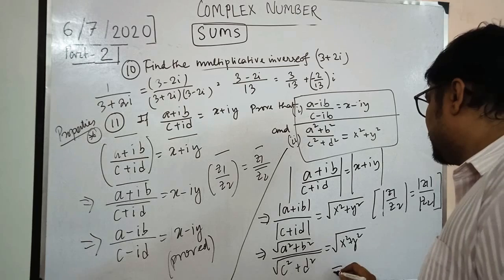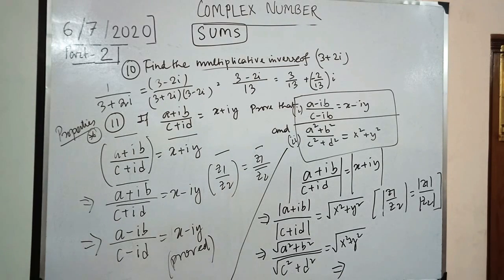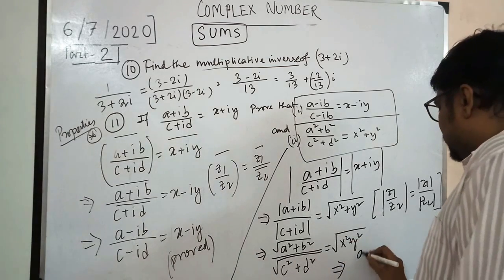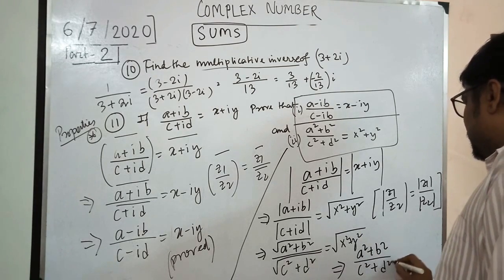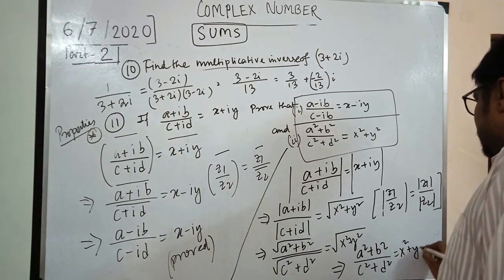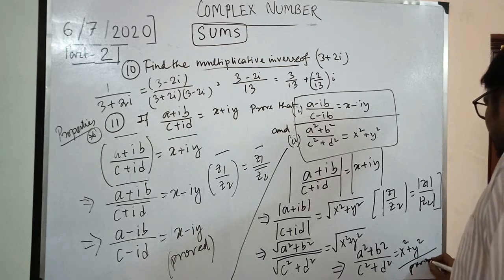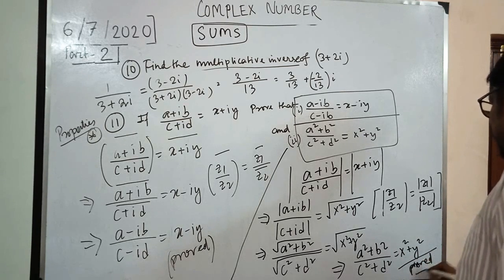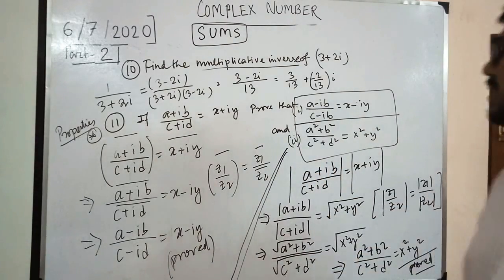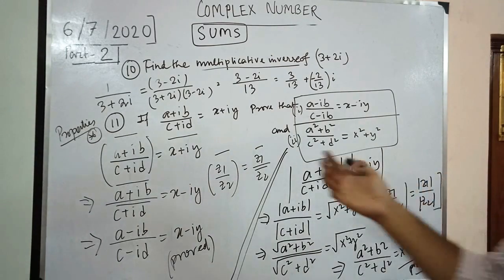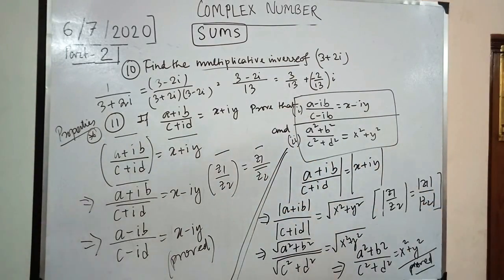Now the last line is you square up both sides, and it will be the answer. When you square up both sides, you get a square plus b square by c square plus d square is equal to x square plus y square. So both the things are proved. Both the parts are proved. Okay. So here we have used a conjugate property, and here we have used a modulus property. So next we can do some other type of sums.